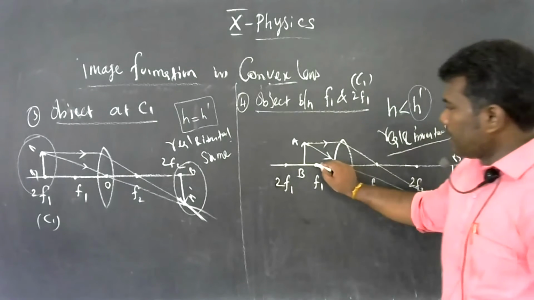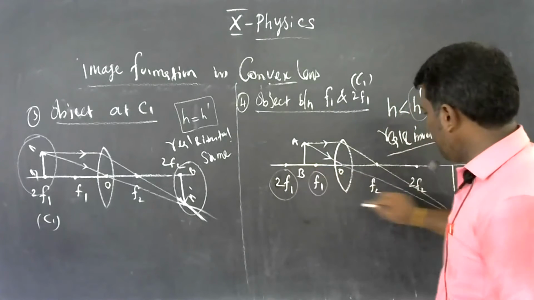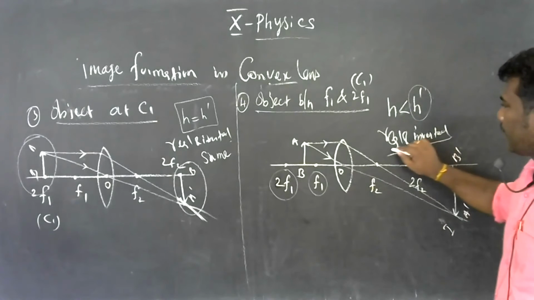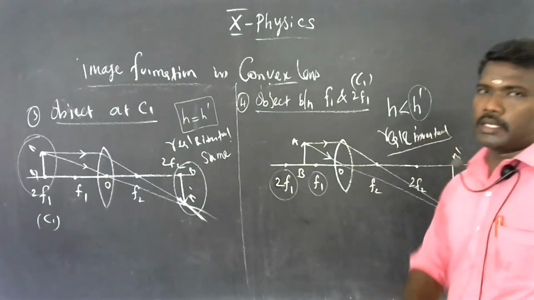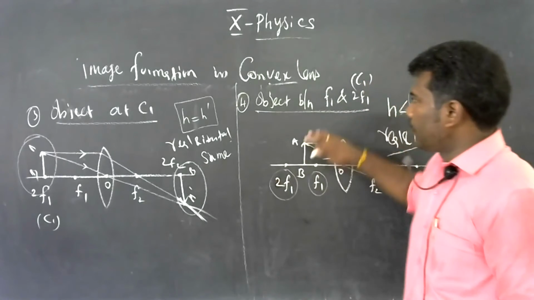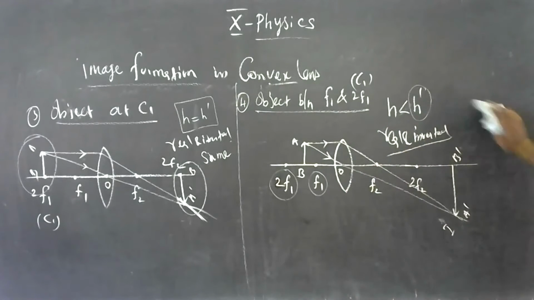Okay, so if you are placing the object in between F1 and 2F1, the image will be formed beyond 2F2, and it is a real, inverted, enlarged image. So this is the fourth case. Remaining, we have only the two cases.